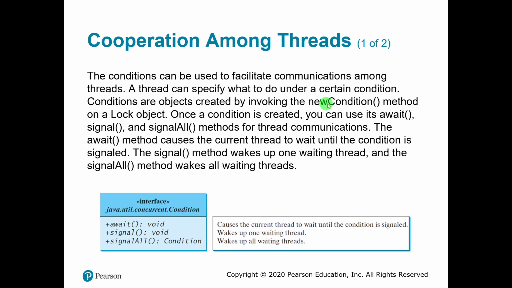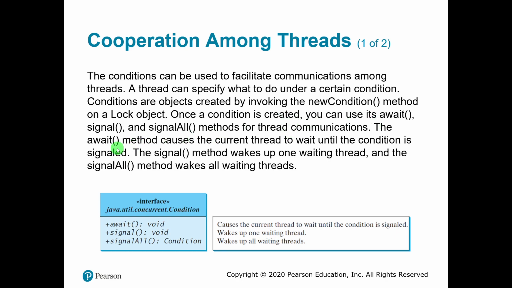They're created by invoking the new condition method, and we saw that in the condition interface. There's also an await method and a signal method that are part of this condition interface. Once we create a condition, we can use its await, signal, and signal all methods to communicate between threads. So now our threads are going to start talking to each other to make sure things happen how we want them to happen.